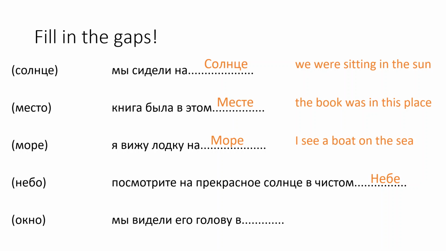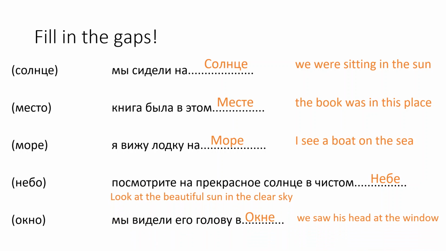Посмотрите на прекрасное солнце в чистом небе. Well done if you got that right. Finally, мы видели его голову в окно. Oh, sorry. В окне. Мы видели его голову в окне. В окне. And again, the V here sounds like a V, not like an F, and you join it onto the O. В окне. Мы видели его голову в окне.